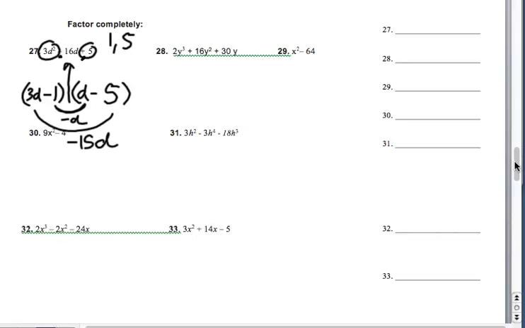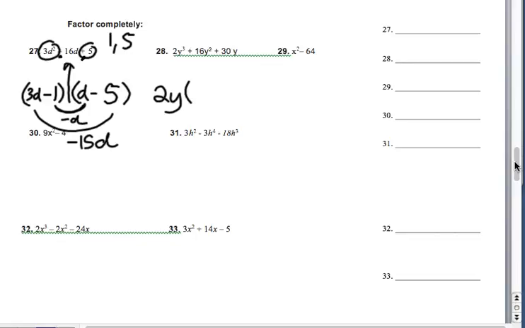All right, so 28. So this one I noticed there actually is something that pulls out of all three of those. So I notice all of them are divisible by 2. And the other thing I notice is a y cubed, y squared, and y. So all of them have a y in them. So I can pull that out as well.